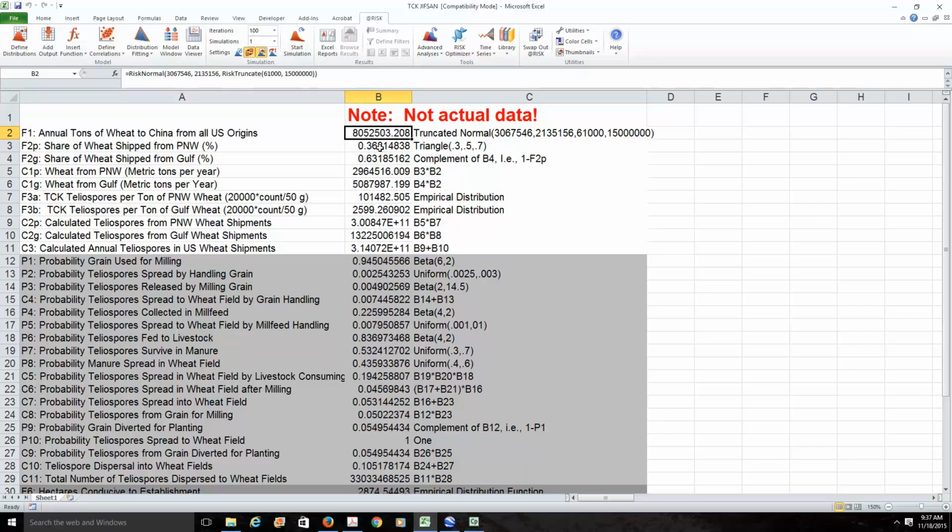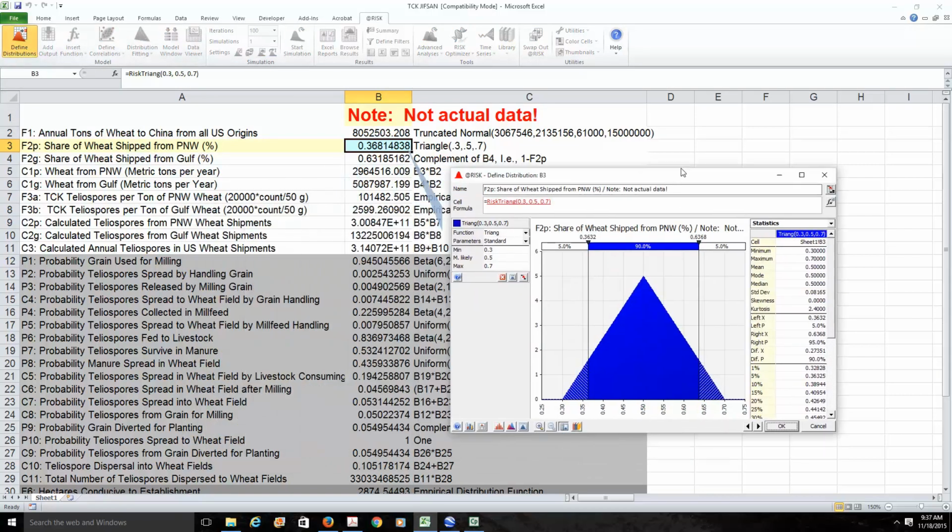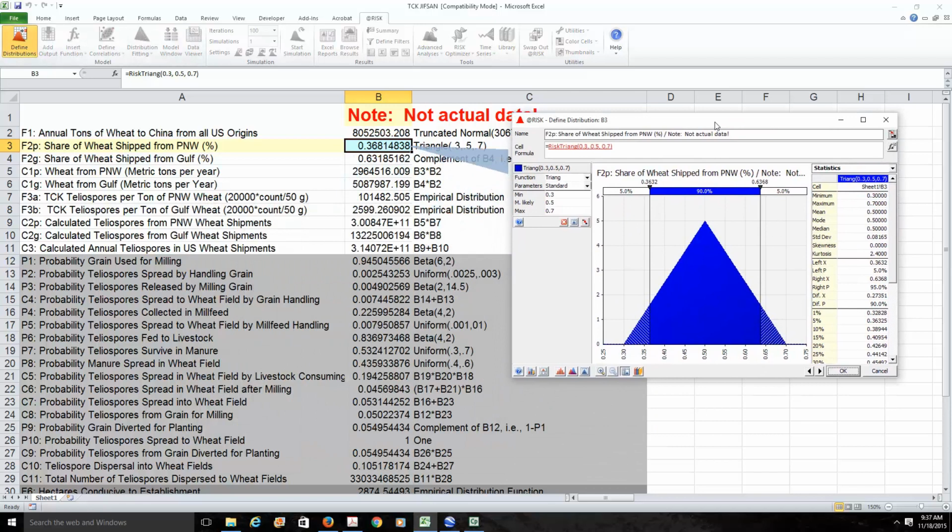The next thing we want to know is where does the wheat come from? And this was a matter of knowledge uncertainty. Back in the 1990s, even though we had good data on the amount of wheat going to China, no one kept track of what port it moved through. And so we had our experts estimate it was no less than 30% coming from the Pacific Northwest, no more than 70% of the China-bound wheat coming from the Pacific Northwest. Do we know anything else? Their most likely estimate was 50%, and that gave rise to this triangular distribution.